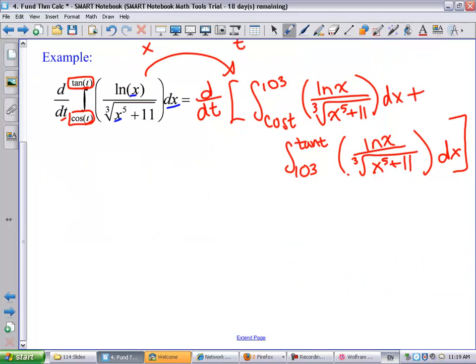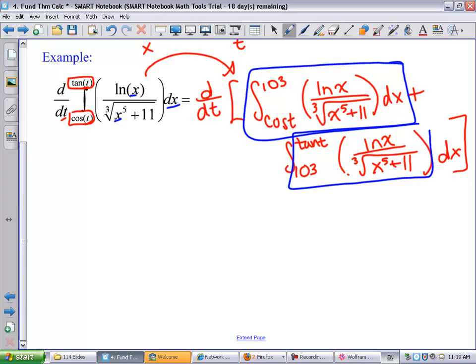Okay. So now what? Now we can take the derivative of each of these pieces separately. And they each have a number involved. Now the second one here, from 103 to tangent, that one's ready to go. We're going to need the chain rule, but it's ready to go. But this first one, the number's on top instead of on the bottom. So the first thing we're going to have to do is switch them and put in a negative sign.